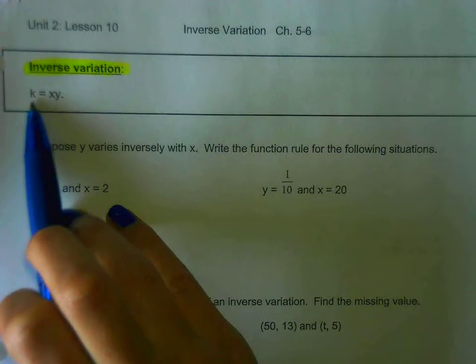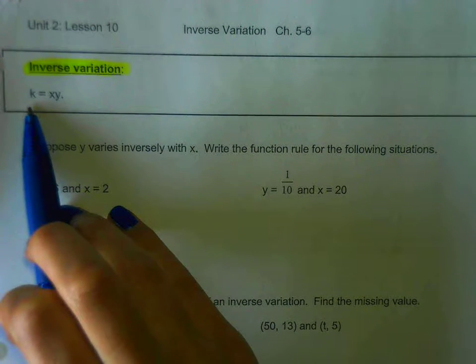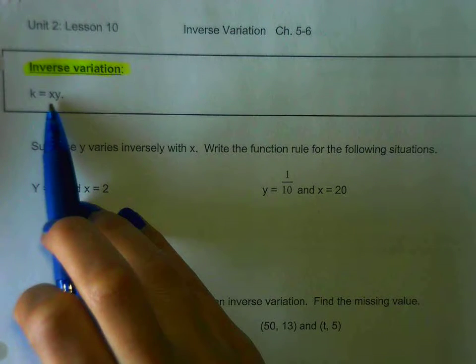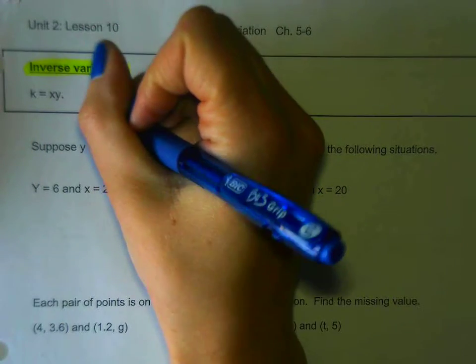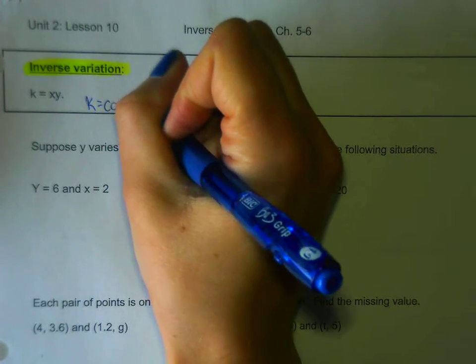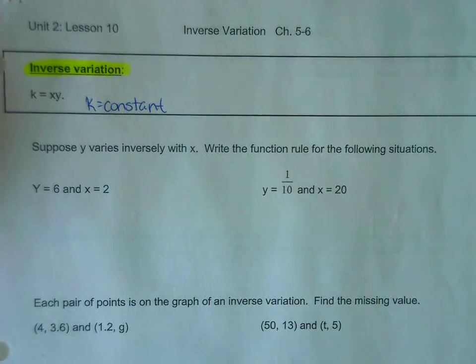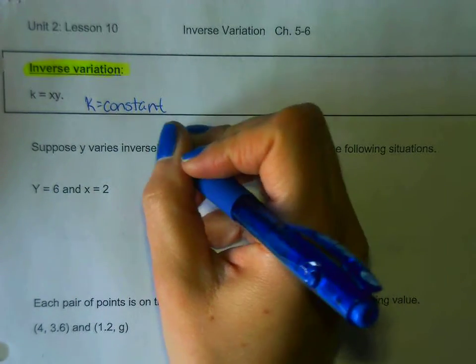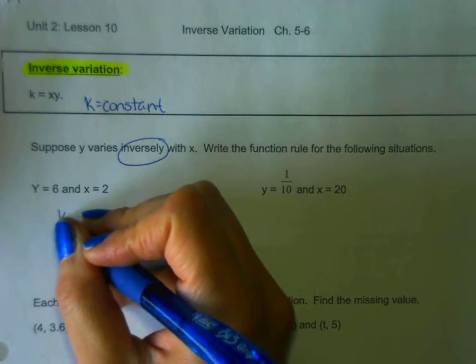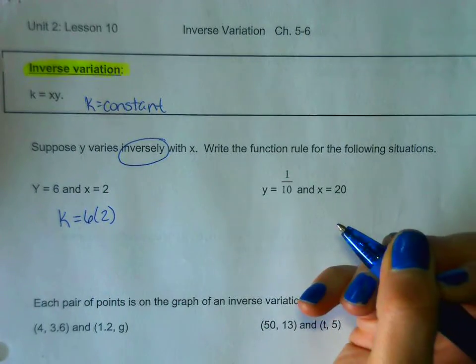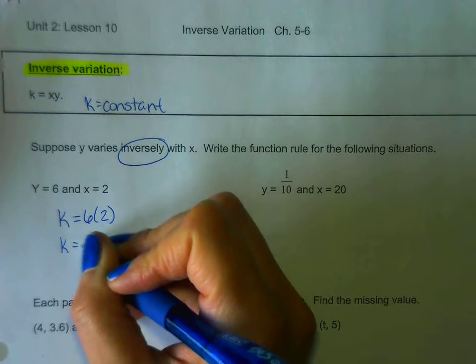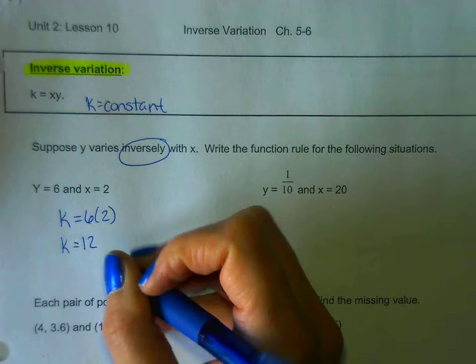Variation is when we find our constant, and that will equal when we multiply our x times our y. So k is still going to be our constant. Suppose y varies inversely with x. I'm going to write the function rule for the following situation. So we're dealing with the inverse. So my constant is going to be 6 times 2. So my constant is 12. So my equation is going to be that 12 equals x times y.